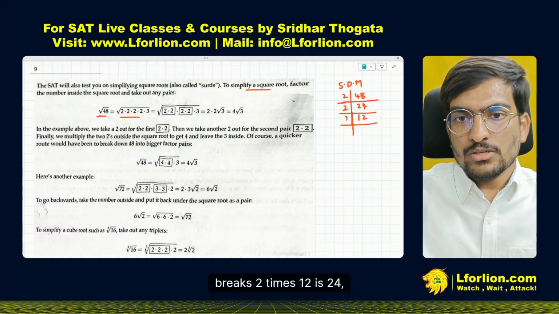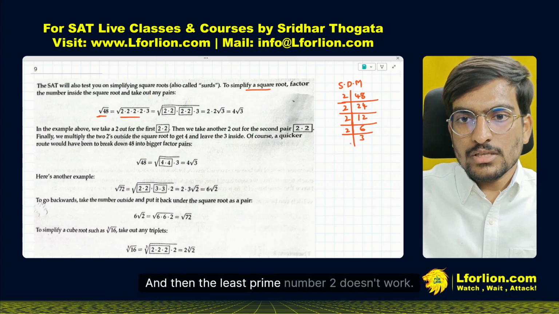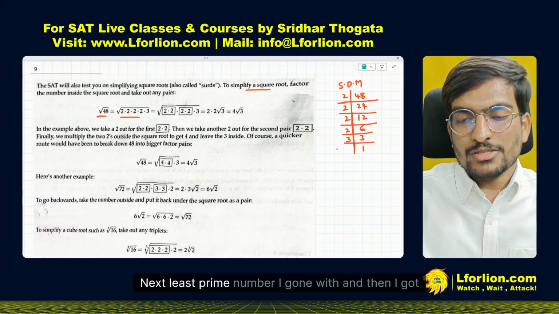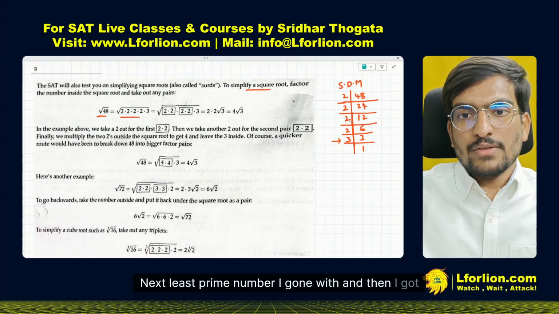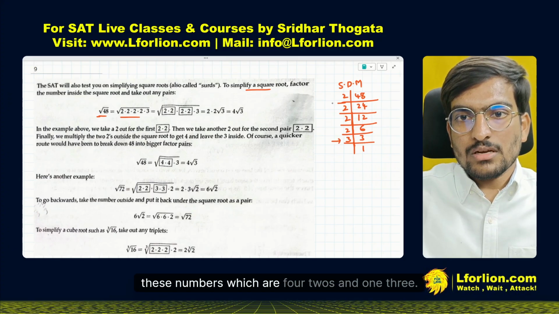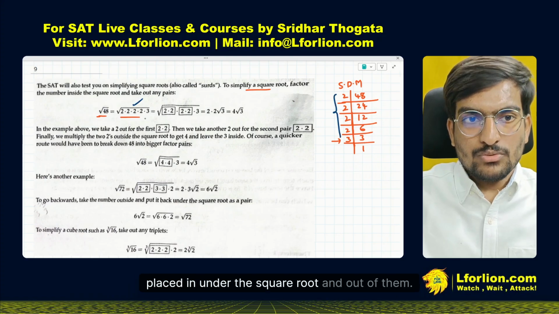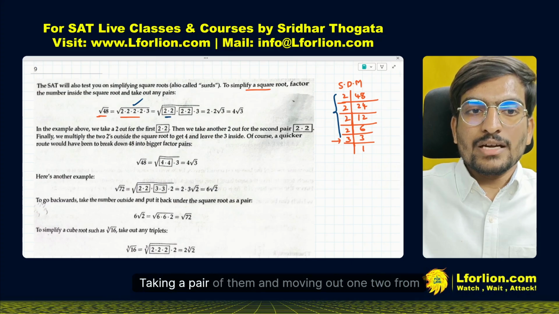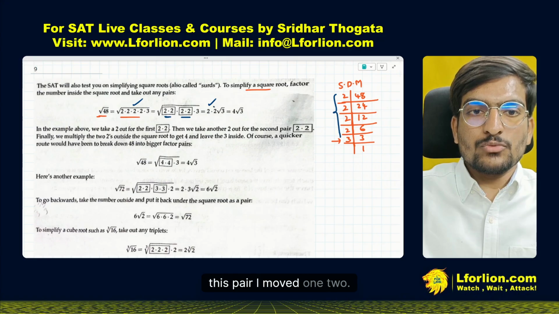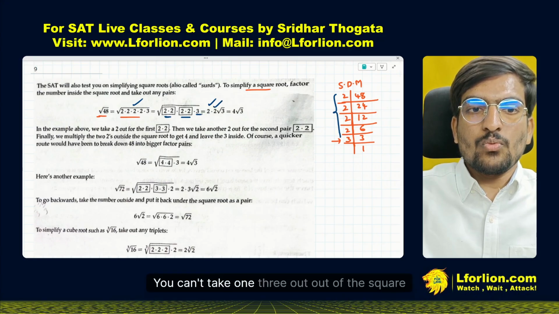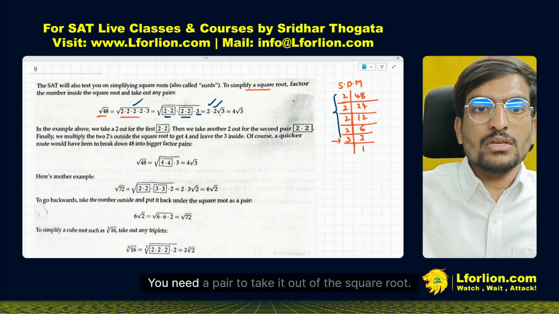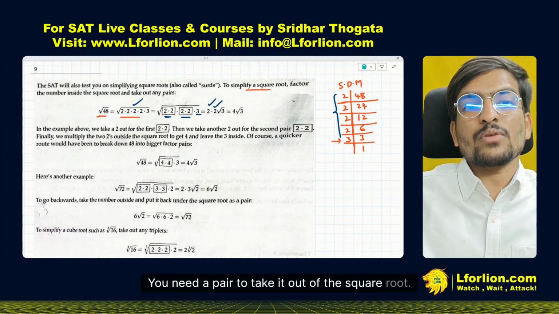2 times 12 is 24, 2 times 6, and then 2 times 3. Then the least prime number 2 doesn't work, so go with 3. So 3 times 1. Then I got these numbers: 4 twos and 1 three placed under the square root. Out of them, taking a pair and moving out one 2. From this pair I moved one 2. You can't take one 3 out of the square root. You need a pair to take it out of the square root.